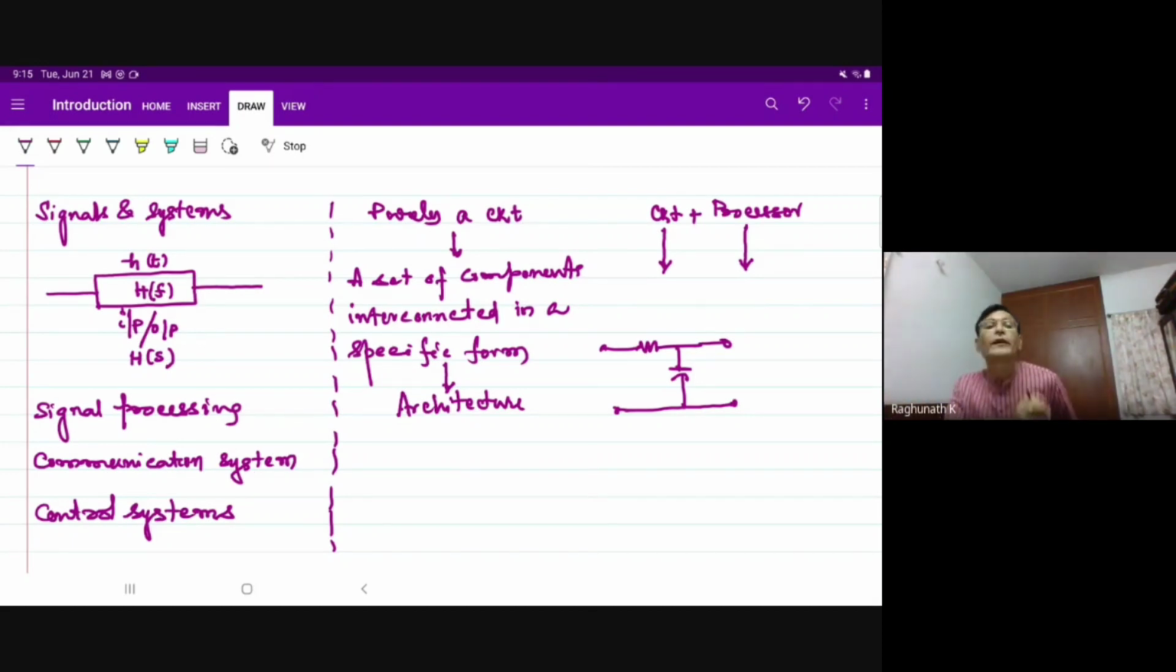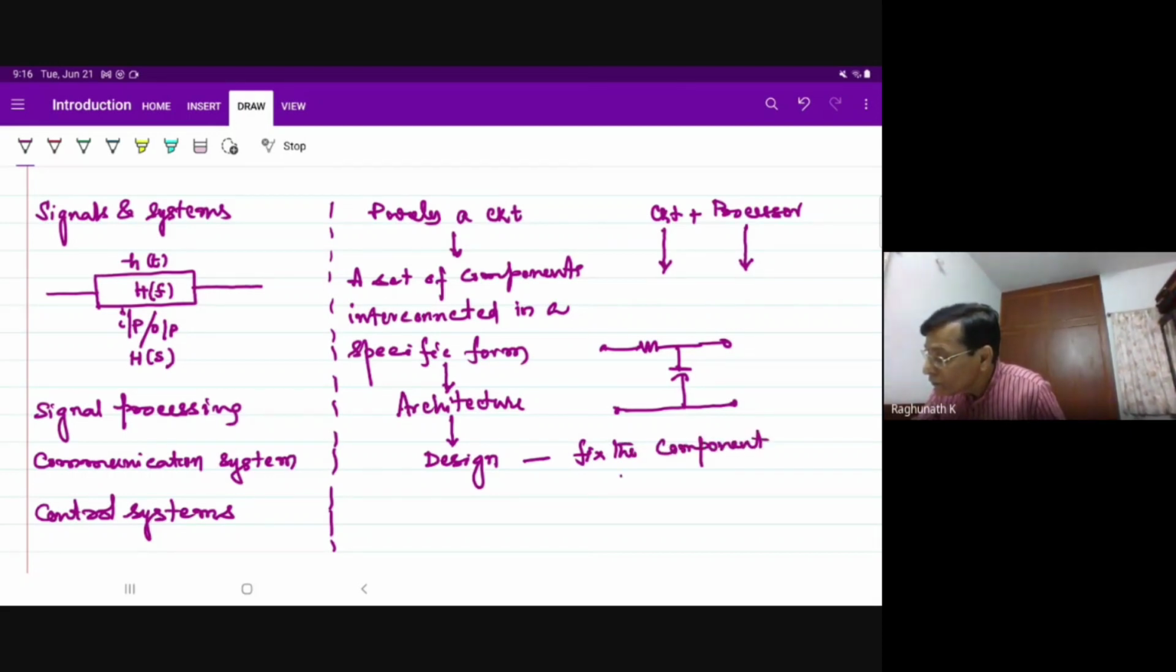Having given the architecture, listen carefully, we have to design the circuit. Having given the architecture, our aim is to design the circuit. Design refers to what? Fix the component values to meet the required specification.